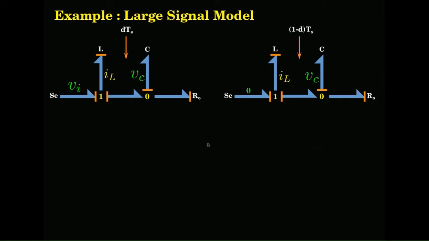the large signal model that we know how to do. During dTs, this is the model for the system, and during 1 minus dTs, this is the model. The only difference in this particular case is that VIN is 0. It is not necessary that it should be 0, it could be something else also. If I take this particular 1 junction, this is the decider bond, so I need to find this effort. This effort is nothing but Vi minus Vc. This is a 0 junction, so all these have the same effort Vc. This is Vi minus Vc, which will be this effort.